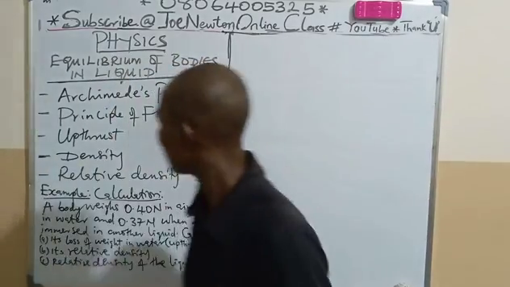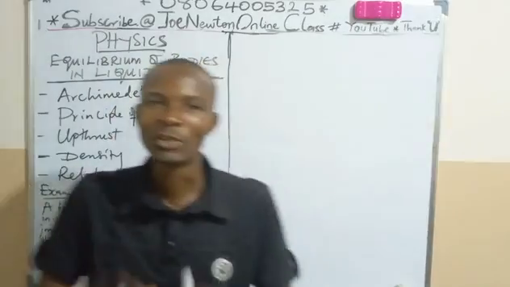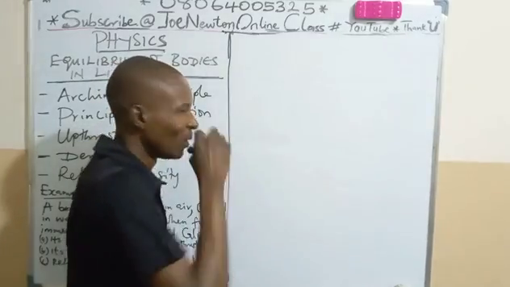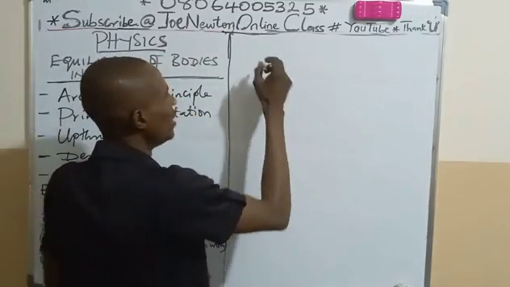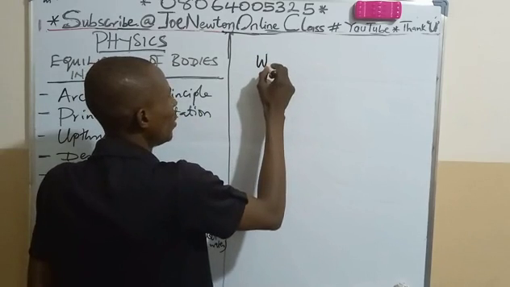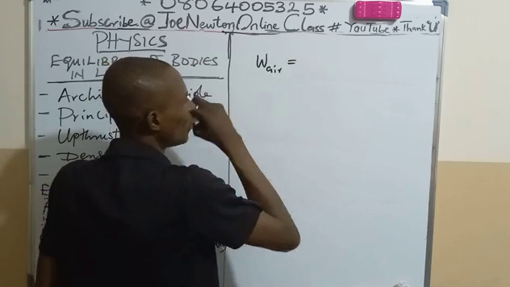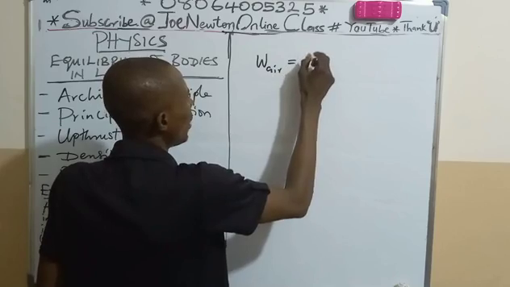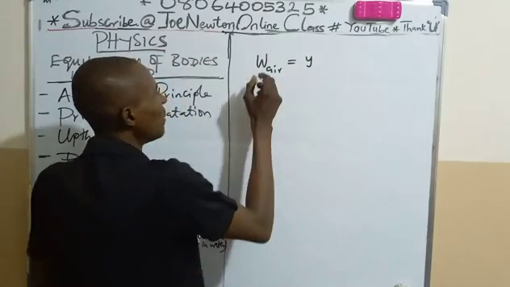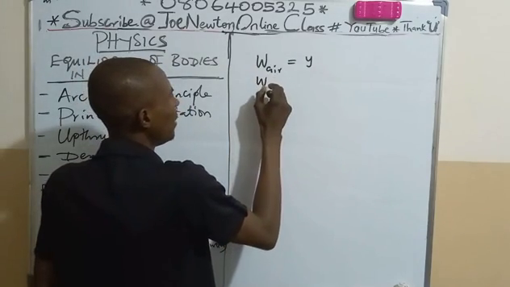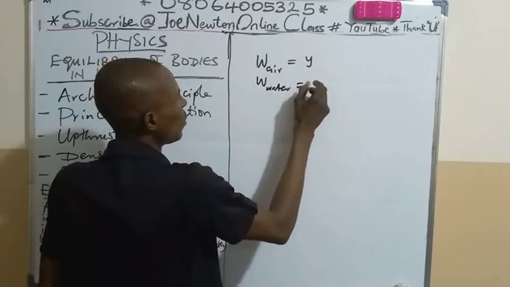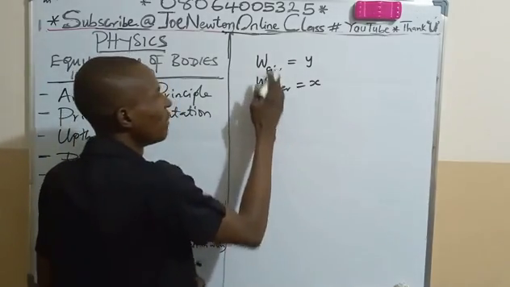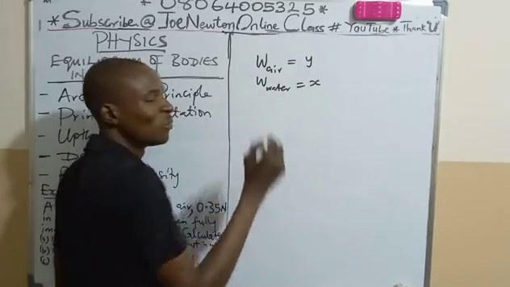Then we have what we call density. But before I talk about density, let me explain further what I mean by upthrust. For example, when you weigh a body in air, let's say the weight of the body in air is equal to y, and the weight of the body in liquid, maybe in water, is equal to x. The body will experience a loss of weight when immersed in water.